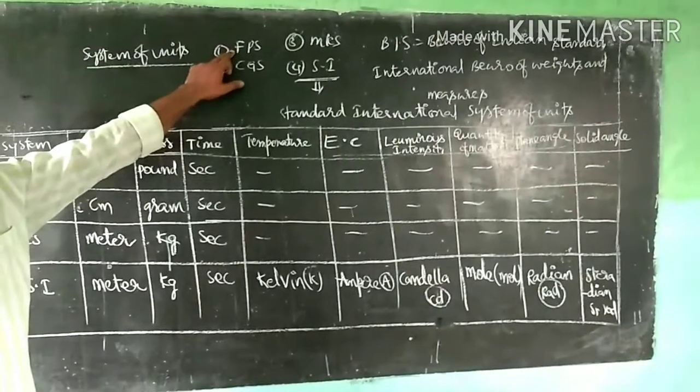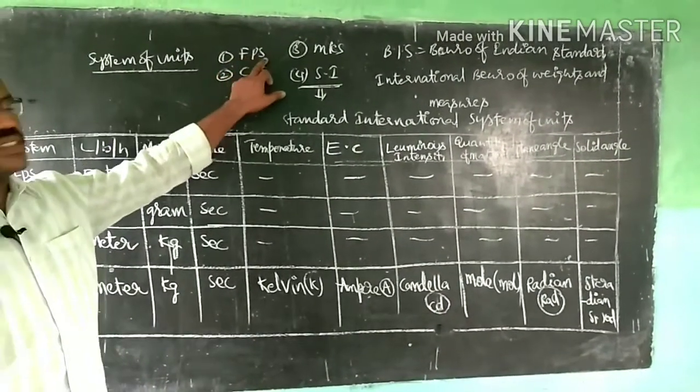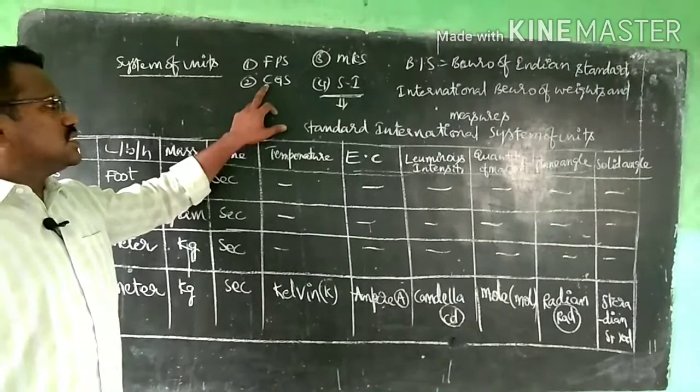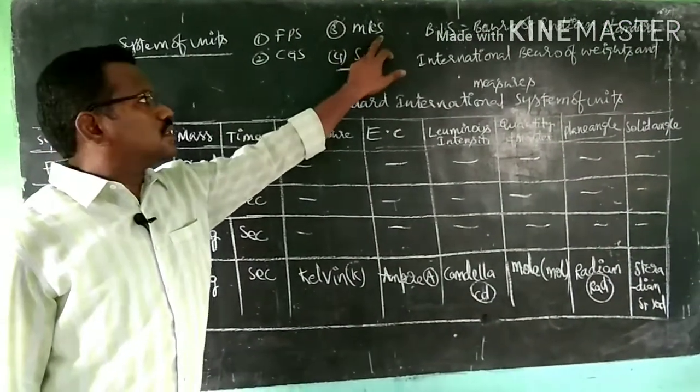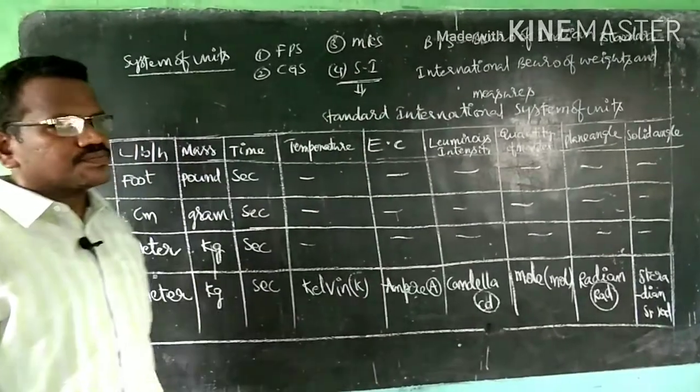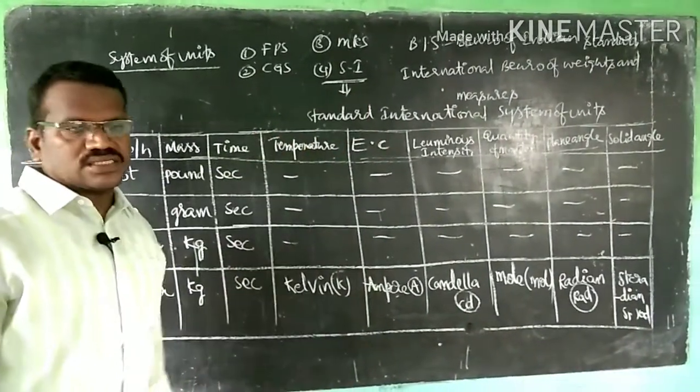FPS stands for foot, pound, second. CGS stands for centimeter, gram, second. MKS stands for meter, kilogram, second. The last system is SI.